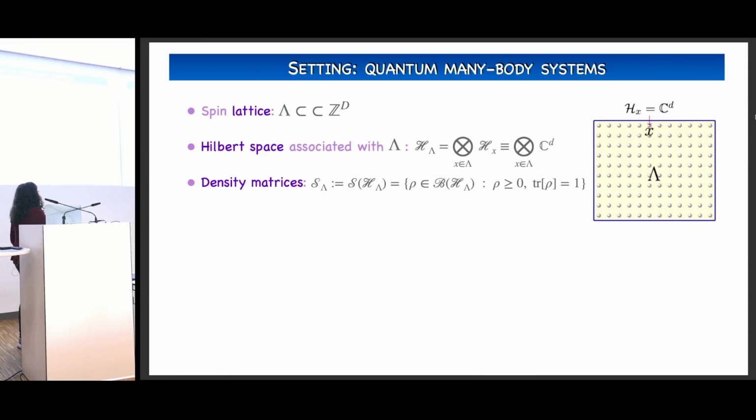So I will be working with spin lattices all the time. Just finite spin lattices, this is what I denote by this: a finite subset of Z^D. Typically, I'm going to consider this a square structure because it's simpler, but some of these results can be extended to more general graphs. Then the Hilbert space that we will typically consider is the tensor product of all the local Hilbert spaces of all the sites. I'm going to assume that all of them have the same dimension, so we have a tensor product of all these copies of C^d.